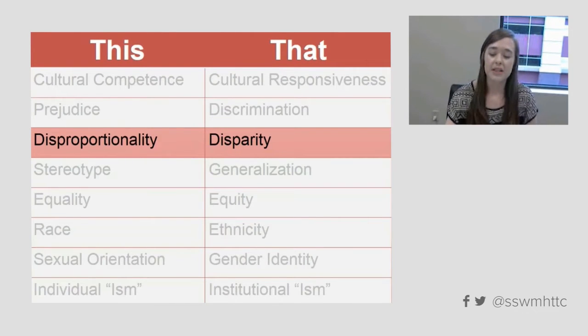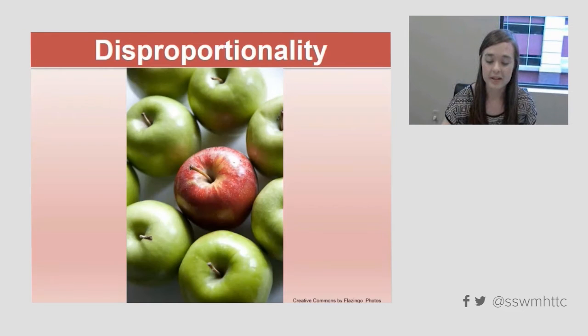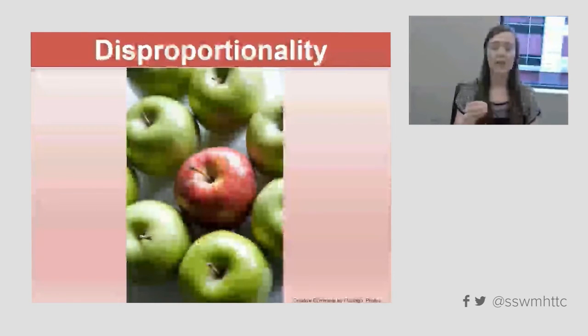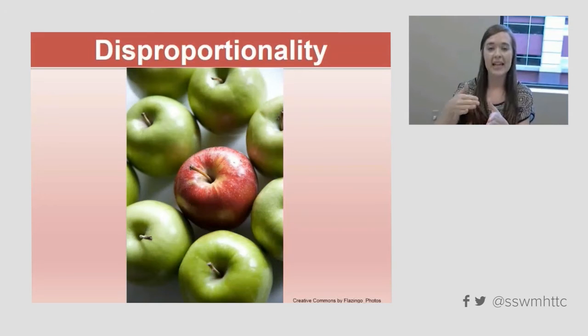Next, we're going to work through the difference between disproportionality and disparity. This is something that you'll hear a lot in regards to looking at data. In different cultural competence trainings, we talk about disproportionality and disparity quite a bit, but if your position is not such that you are looking at or working with data yourself, it may be a little bit confusing to begin with.